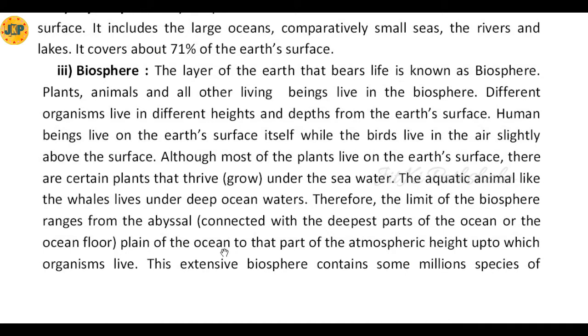Therefore, the limit of the biosphere ranges from the abyssal plane of the ocean to that part of the atmospheric height up to which organisms live. So it is clearly mentioned here that the biosphere ranges from the bottom of the ocean to the height of the atmosphere where living beings are found. All these places fall under the biosphere.